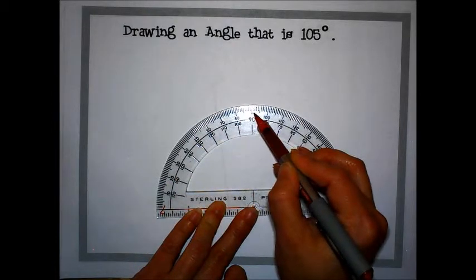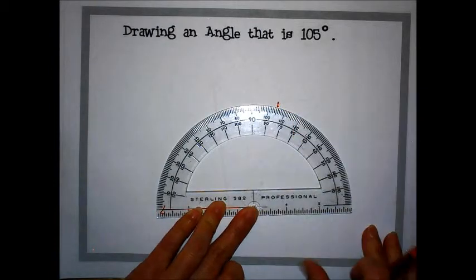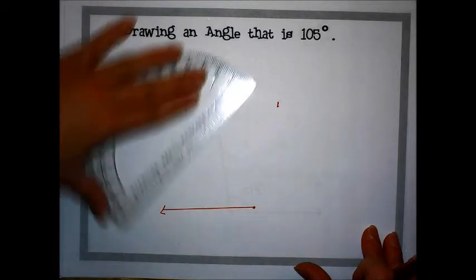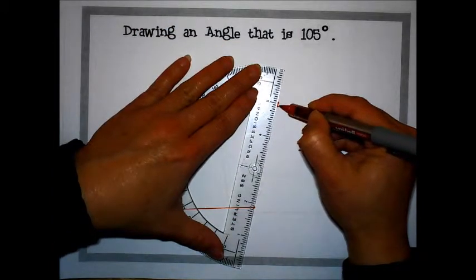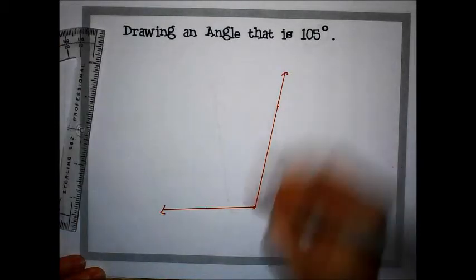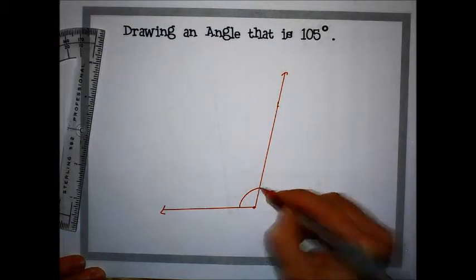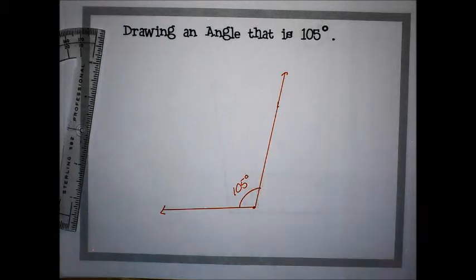So here's 80, 90, 100. Here's 105, so I put a little mark. Then I'm going to connect that mark to my vertex point. Put an arrow on the end of my ray, and I'm going to label that angle as 105 degrees.